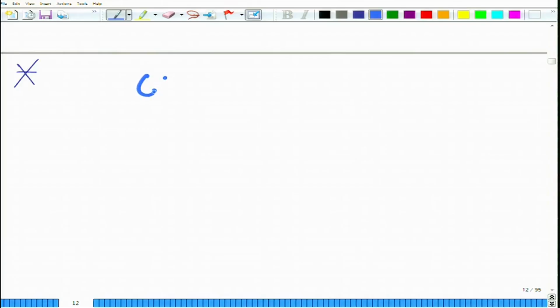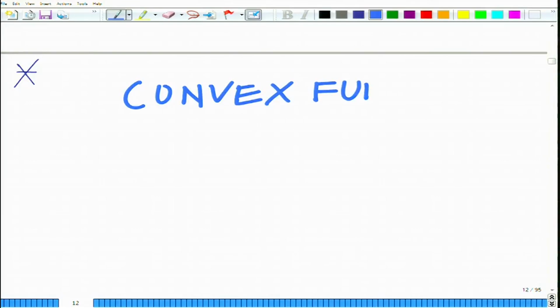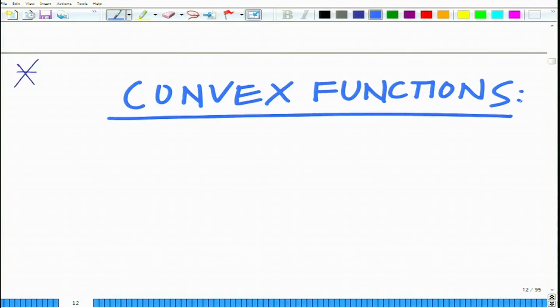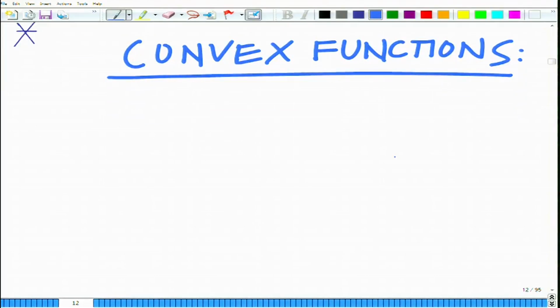So, we are looking at convex functions. Let us continue our discussion on convex functions. Now let us look at a test for convexity.